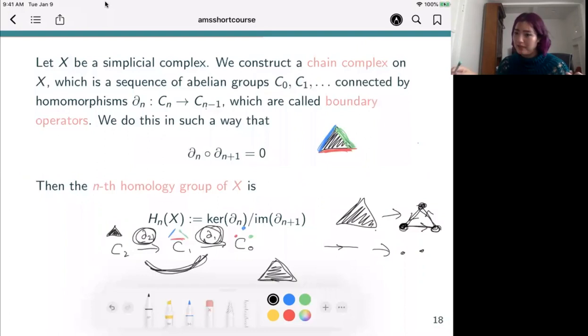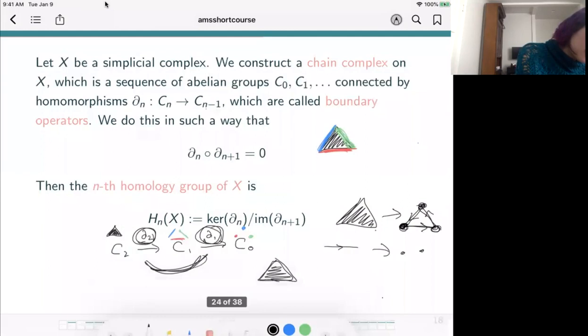So this is how you get that intuition for loops. When we're looking at the first homology group, we're going to look for things that surround some kind of space, but themselves have nothing inside. And the only set of things that are going to correspond to that are going to be these loops that are empty. Okay, cool.